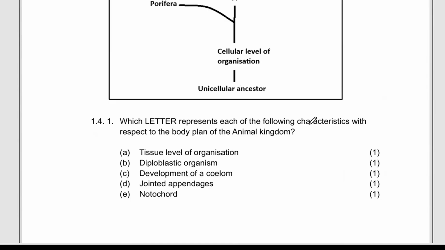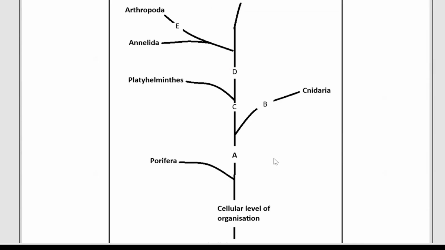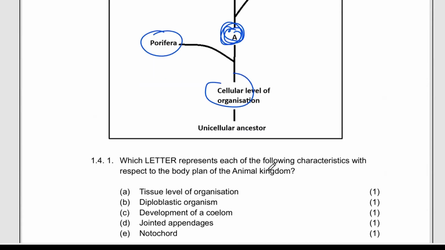Tissue level of organization, meaning that we are looking at the tissue level, moving from the cellular level to now Porifera, then the tissue level. So it means the answer is A. So the first answer here, it coordinates, is A.